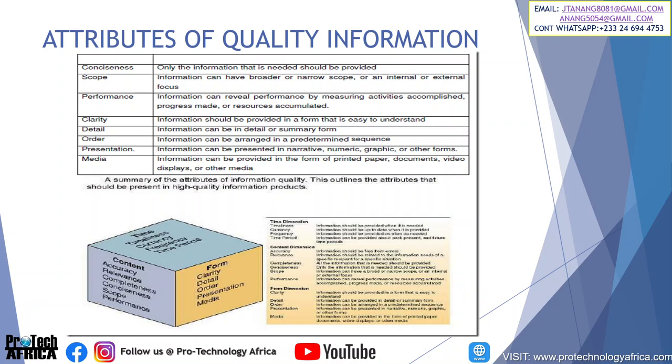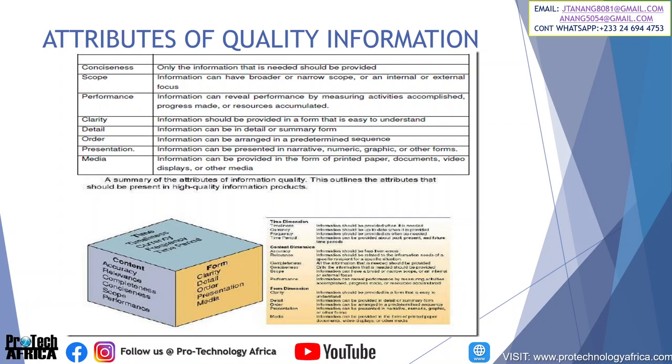It says that information can reveal performance by measuring activities accomplished, progress made, or resources accumulated. So quality information can also talk about the performance that it has given. And then the next thing is clarity.